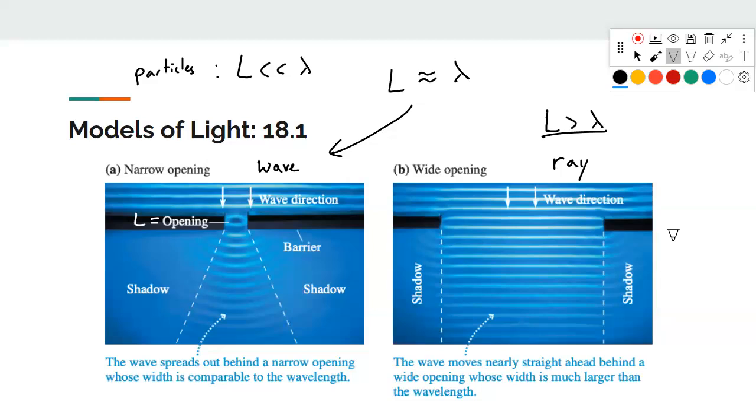But you can see that when we have a small enough opening, the light will actually expand a bit as it travels through the opening. And so that's a wave property. So when waves travel through openings that are similar in size to their wavelength, they will actually expand, which is often called diffraction.